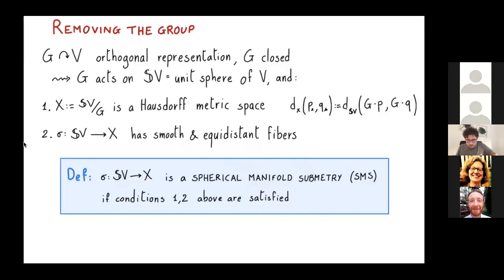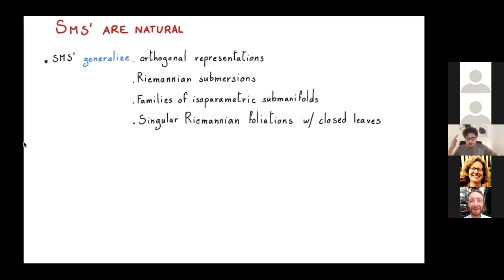You can think essentially of these objects as orthogonal representations without groups, in some sense. Okay, here the point is that they don't appear just like this.